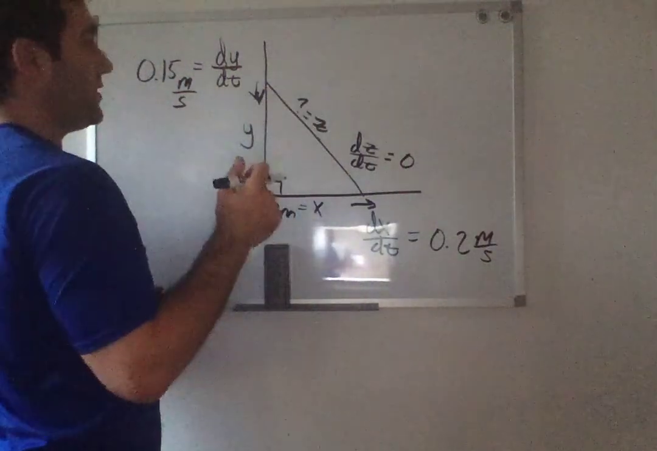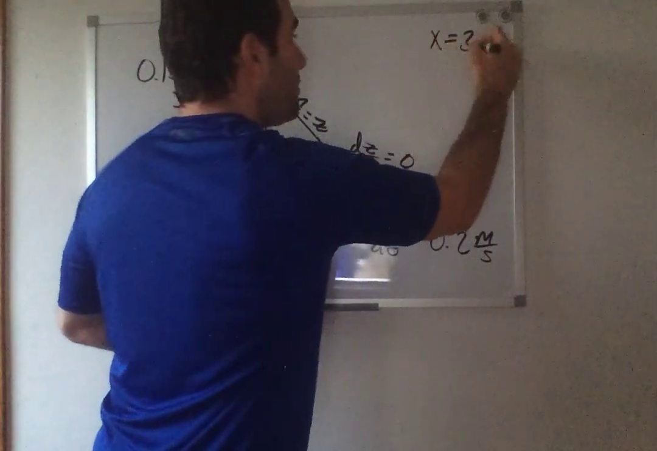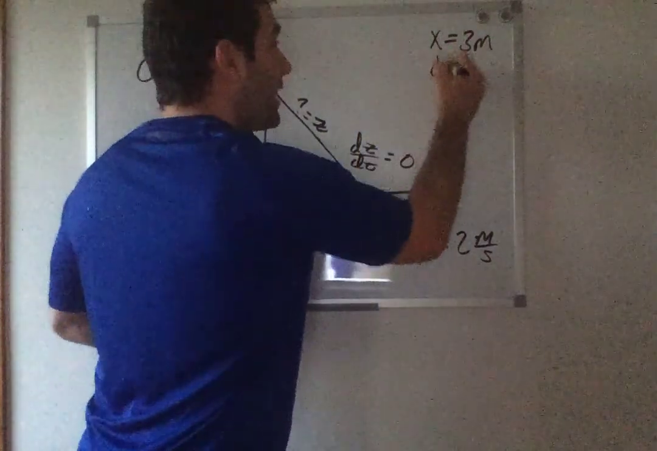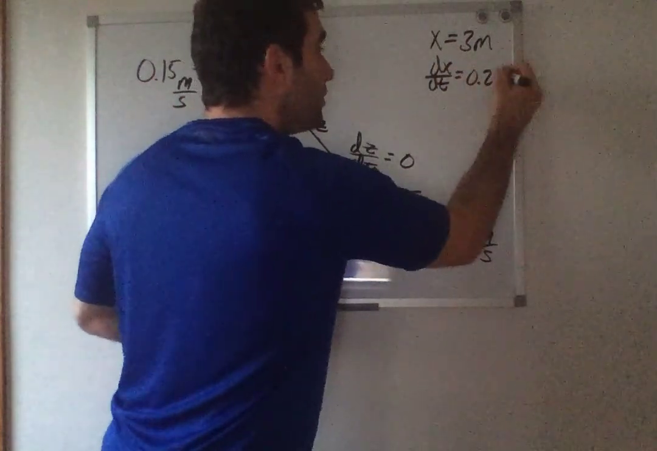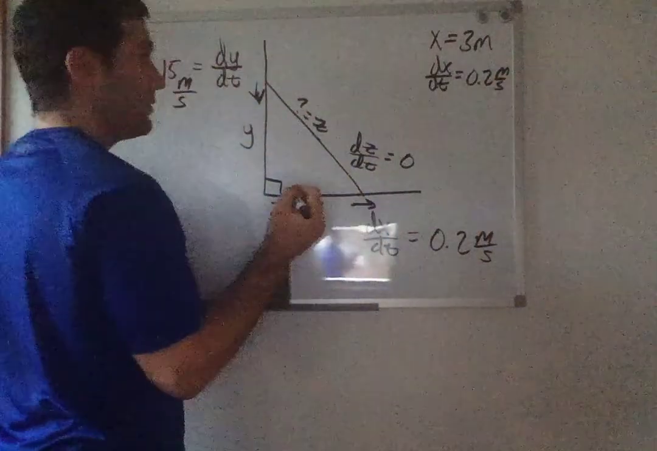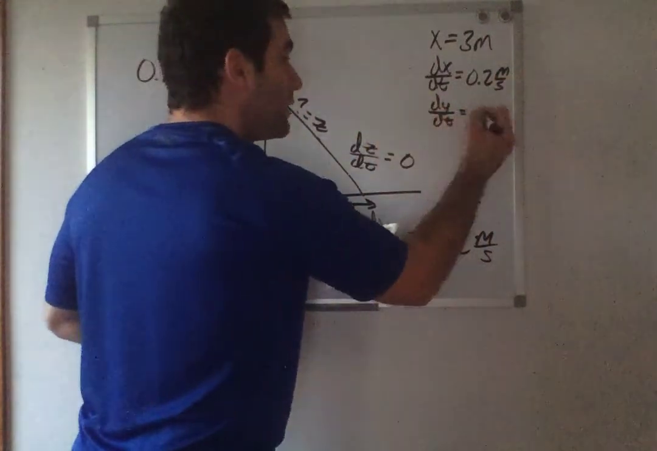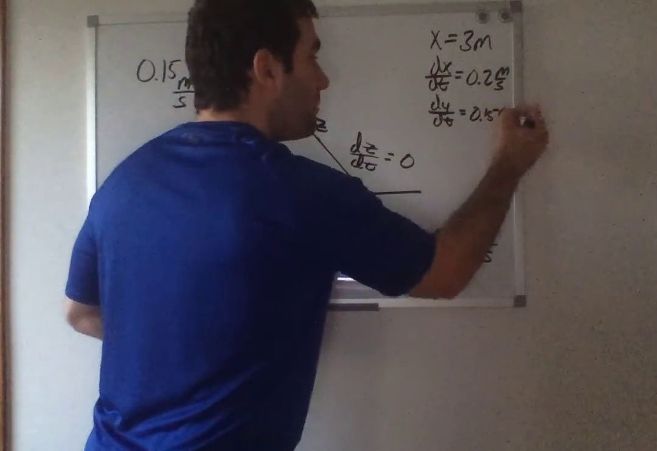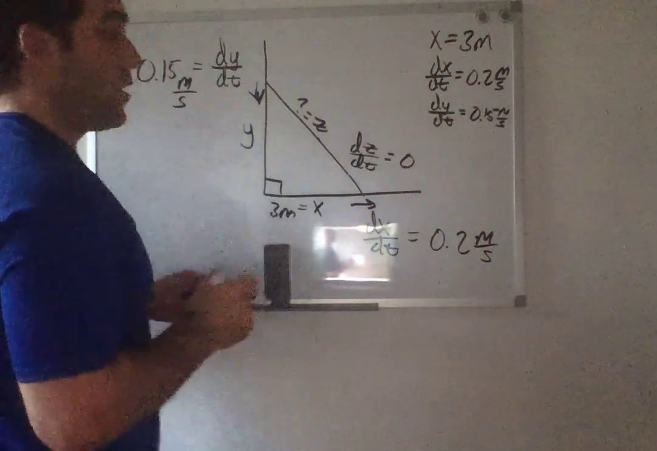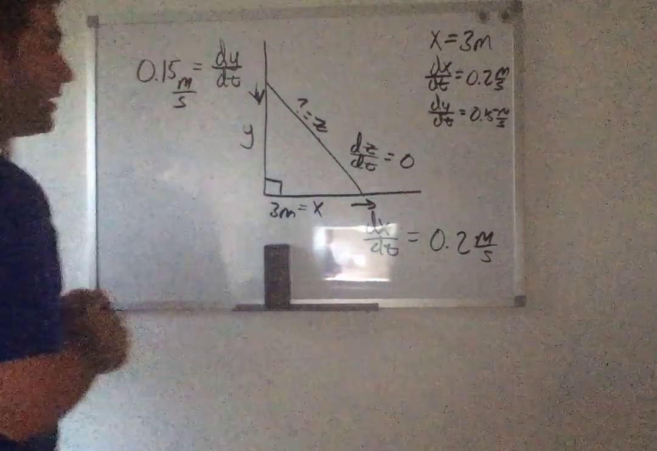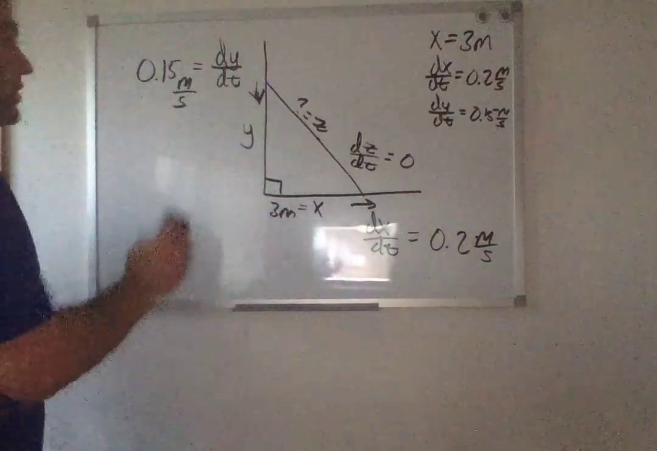Again, let's write our givens over here. We've got x is equal to 3 meters. We've got dx/dt is equal to 0.2 meters per second. We've got dy/dt is equal to 0.15 meters per second. And those are all of our knowns, all of our givens. So I'm going to erase this, and this is just so we can see what's going on.